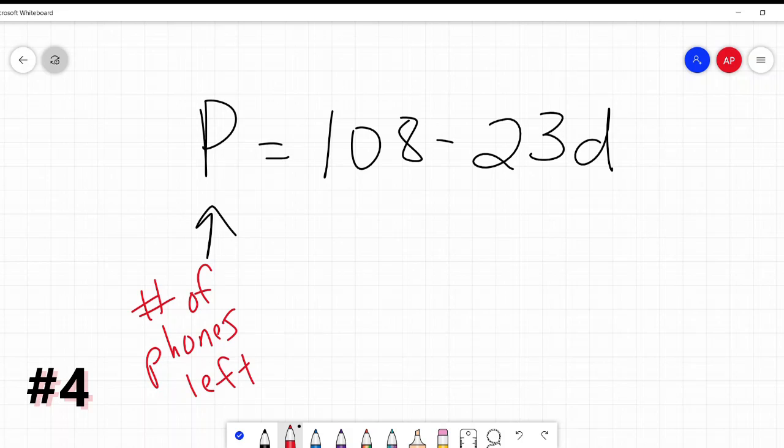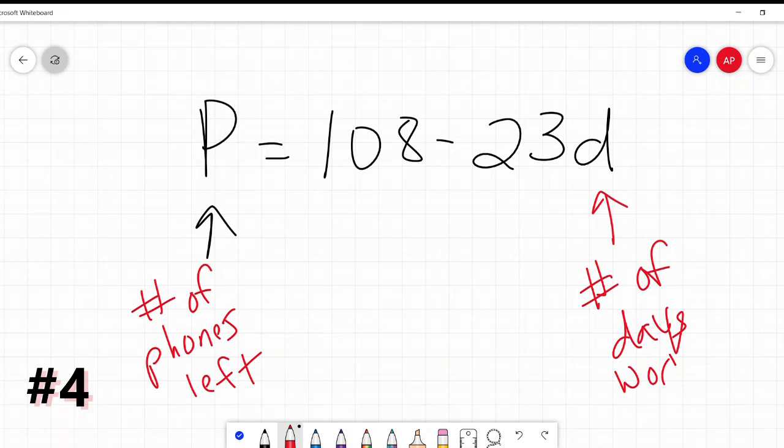Pardon my awful handwriting here. And D is the number of days worked. Okay. So let's put in some real numbers and kind of visualize this.